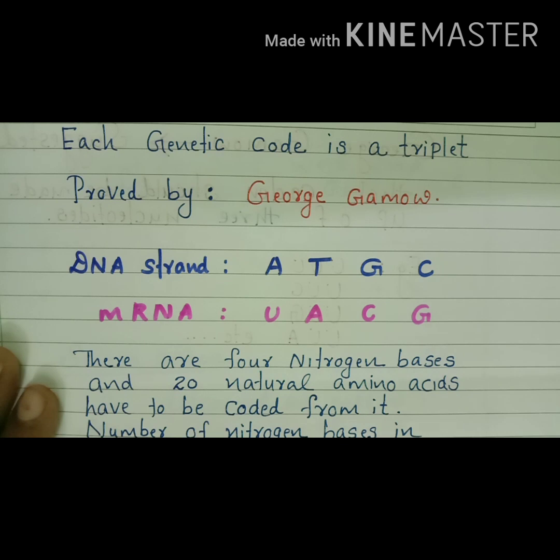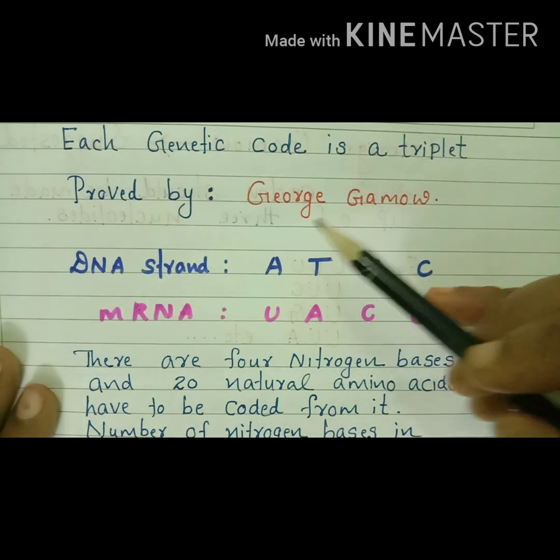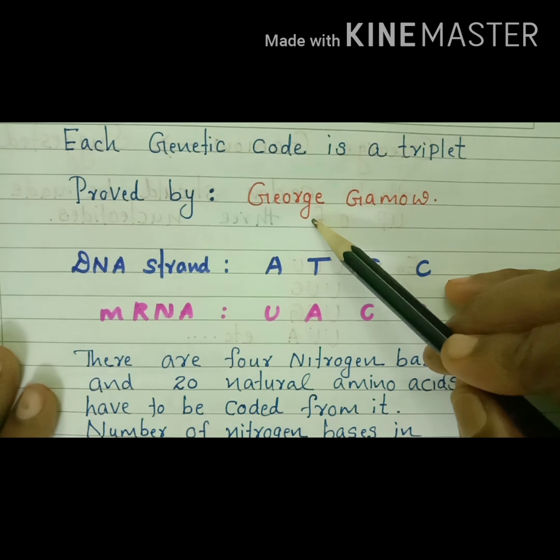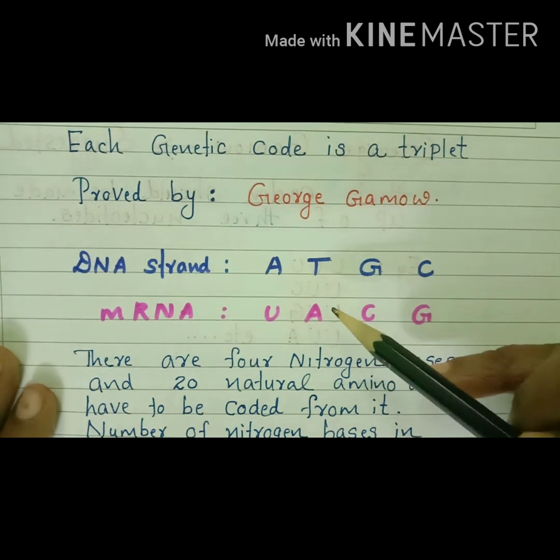The codon or genetic code is a triplet. That means it consists of 3 nitrogen bases or 3 nucleotides. This was proved by the scientist George Gamow. How did he prove that? That we have to study.